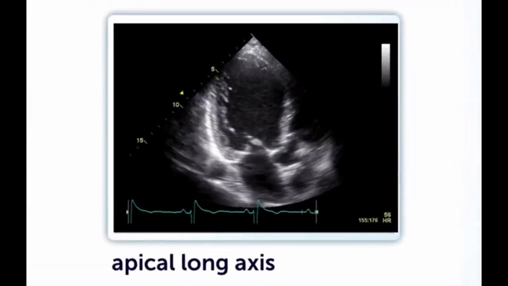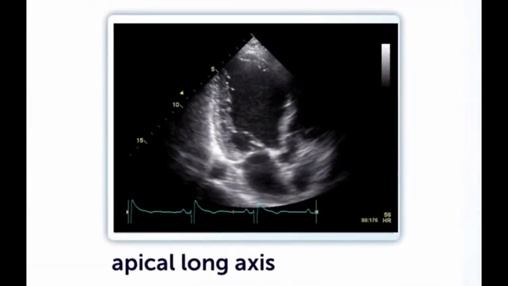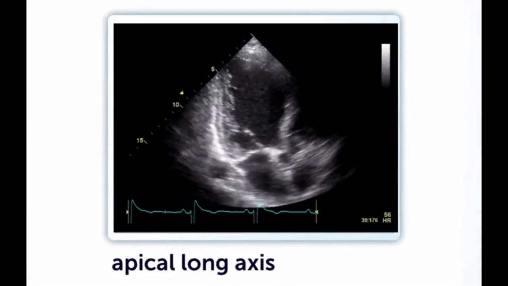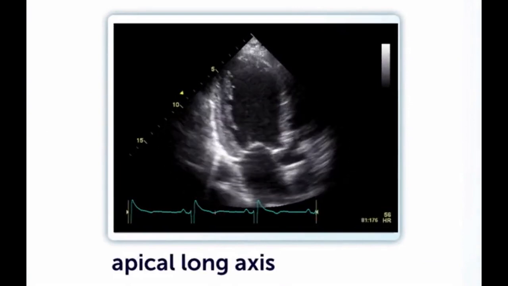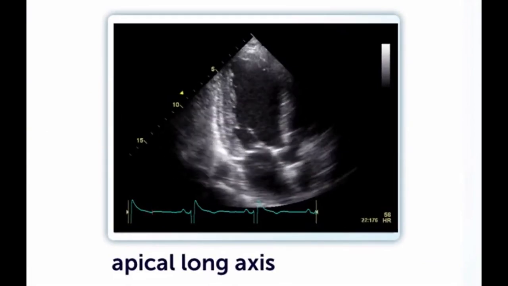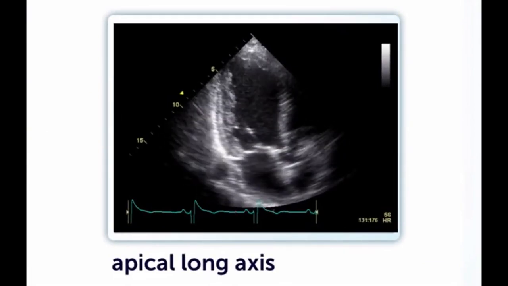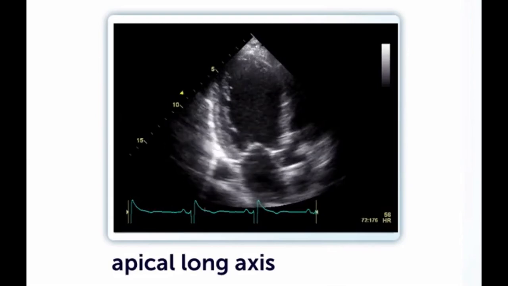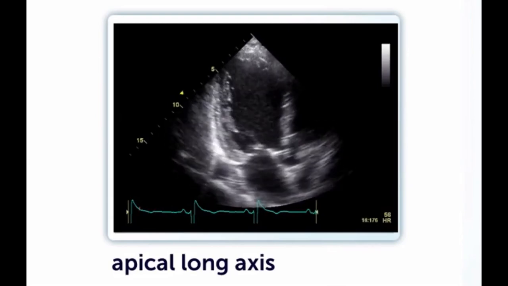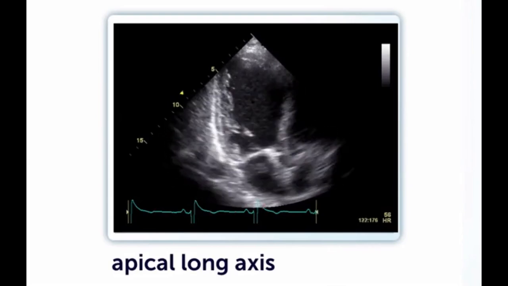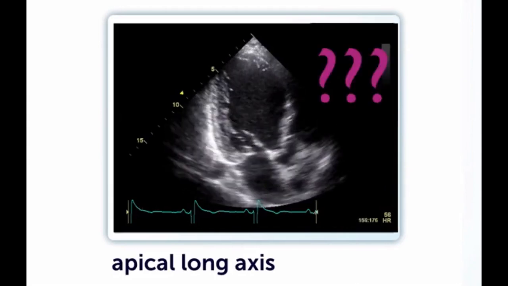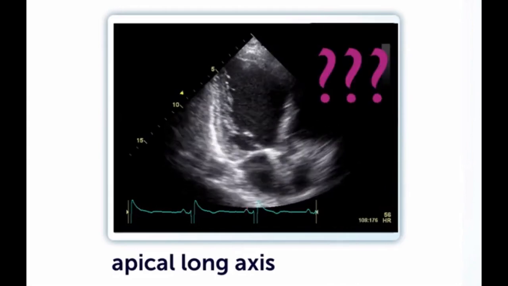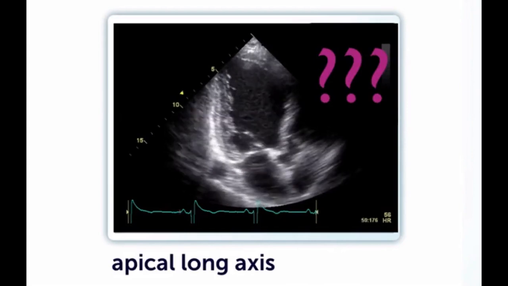Here on the right you can see in the apical long axis a highly reduced left ventricular function with a severely hypokinetic or even akinetic apical area. Perhaps this patient has ischemic heart disease leading to low output, and we can see the heavily calcified aortic valve. So does this patient have low flow, low gradient aortic stenosis?